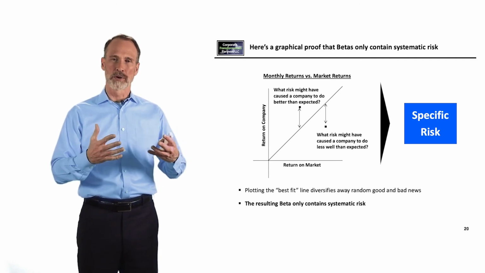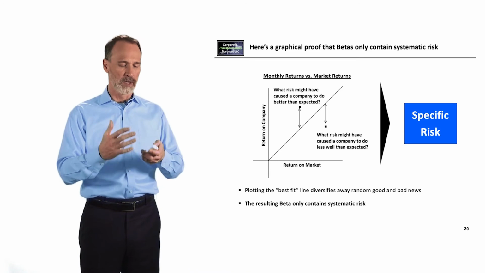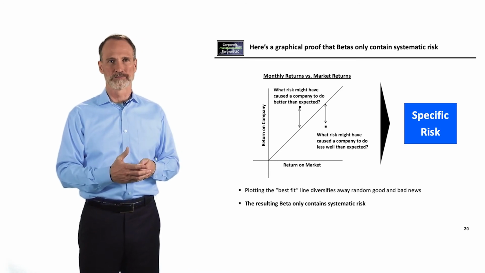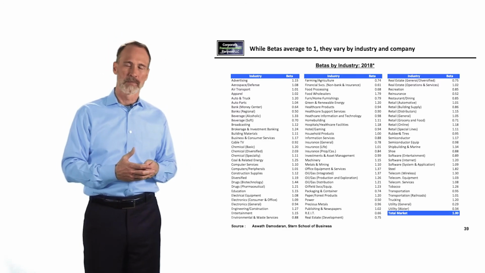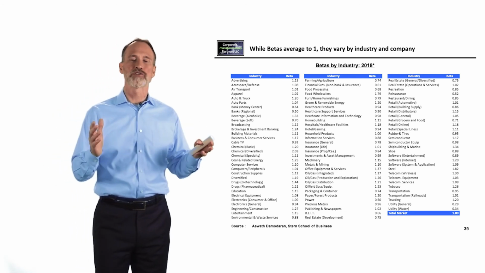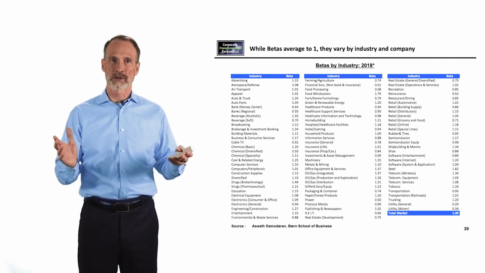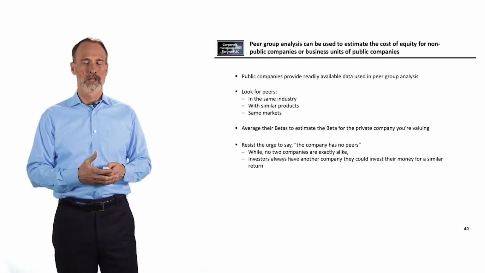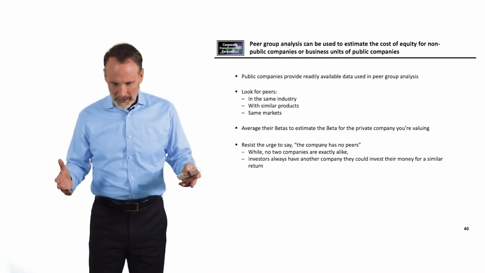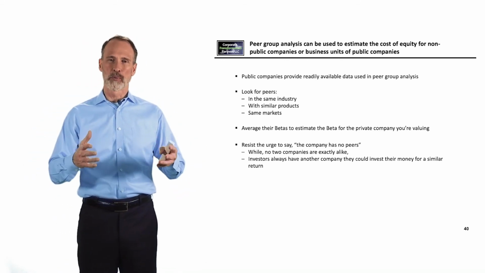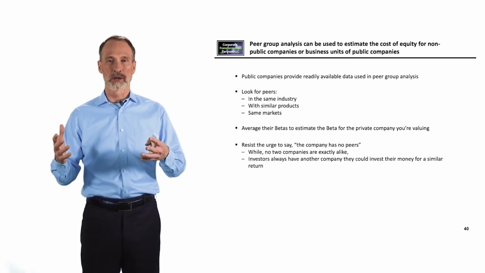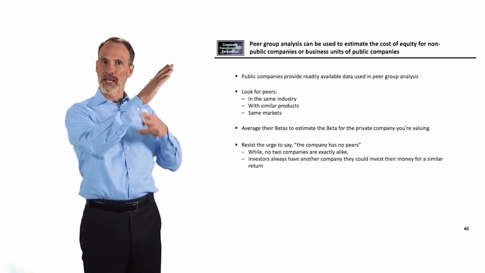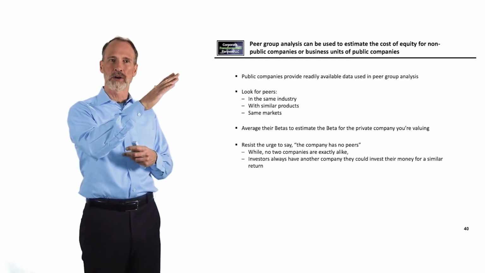That's why it's so important to do the specific risk analysis that we started with in this section. So, while betas do average to 1, they do vary quite a lot across industries, which you see here. So you say, okay, got it. I now understand how you come up with the cost of equity for a public company. You look at their stock price and see how it changes vis-a-vis the market.